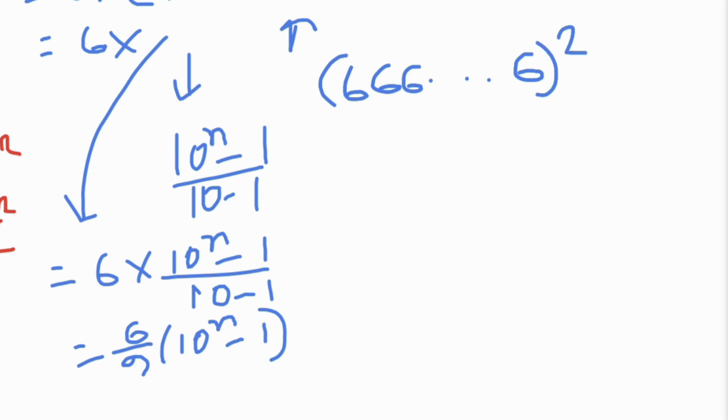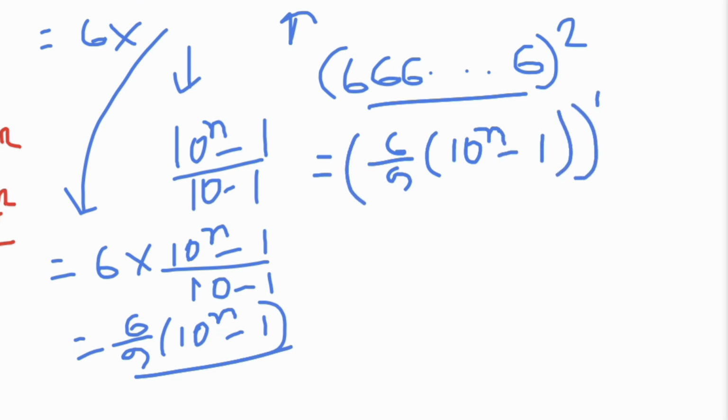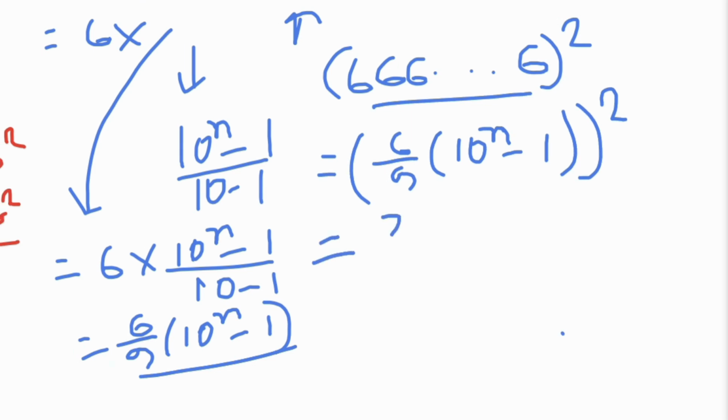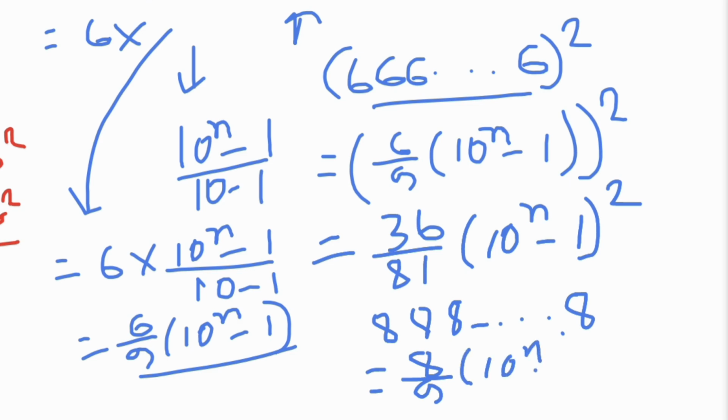Per 2, and what is the value of this? Let's put the value of it: 6 over 9 into 10 raised to the power n minus 1, whole raised to the power 2. So that is simply 36 over 81 into 10 raised to the power n minus 1, whole power 2. And the second term was 8 till n digits, so that is simply 8 over 9 into 10 raised to the power n minus 1.